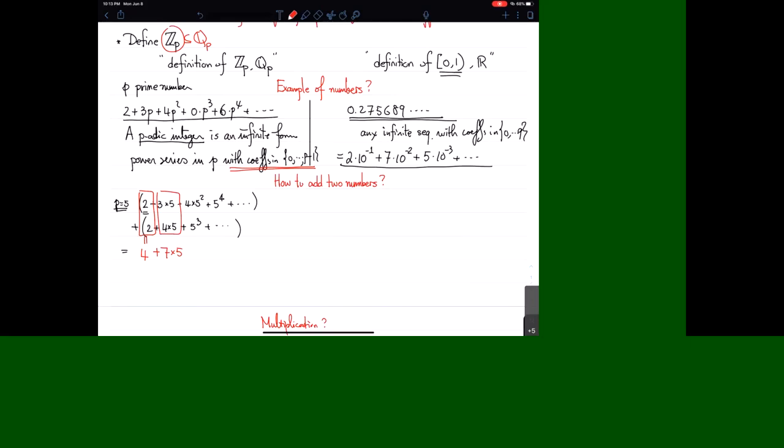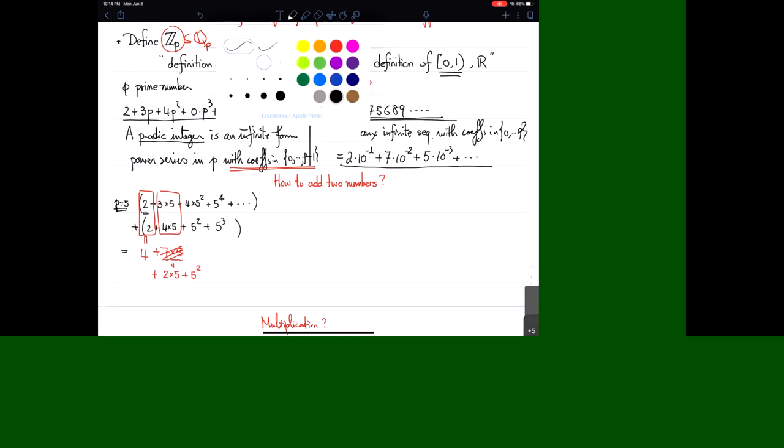So what do I do? Well, I want to rewrite this small part, 7 times 5, as 2 plus 5 plus 5 squared, because I break 7 into 2 plus 5. And therefore, when I do the next calculation, I can basically strike this out. I think of 4 plus this and this. And when I do the square term, maybe I should rewrite this a little bit.